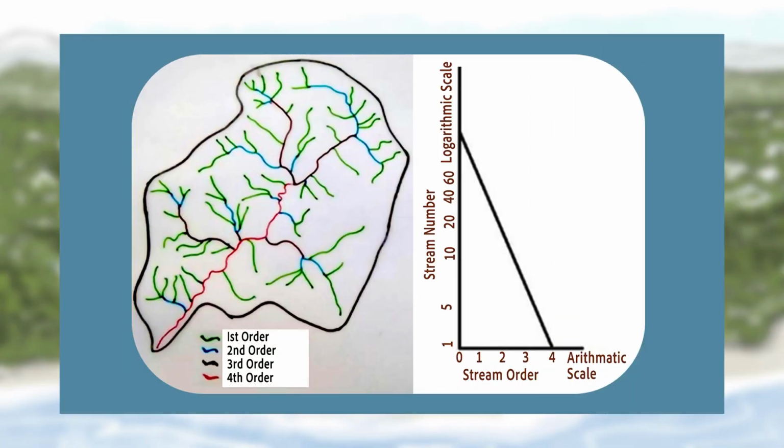This means first order streams are most numerous, while second order streams are fewer and the third order streams are even fewer. Highest order streams are least common. The relationship often follows an inverse geometric progression.